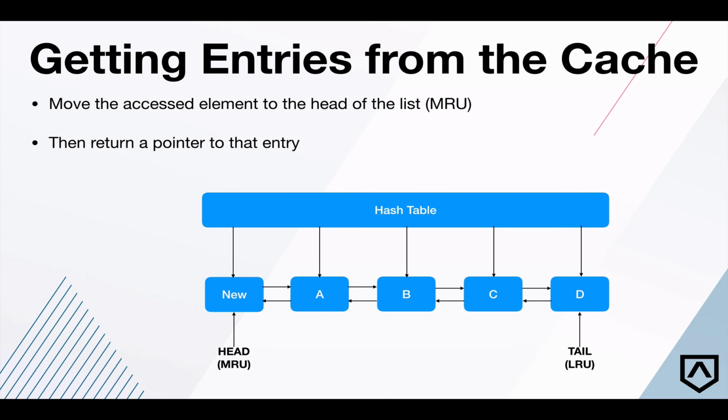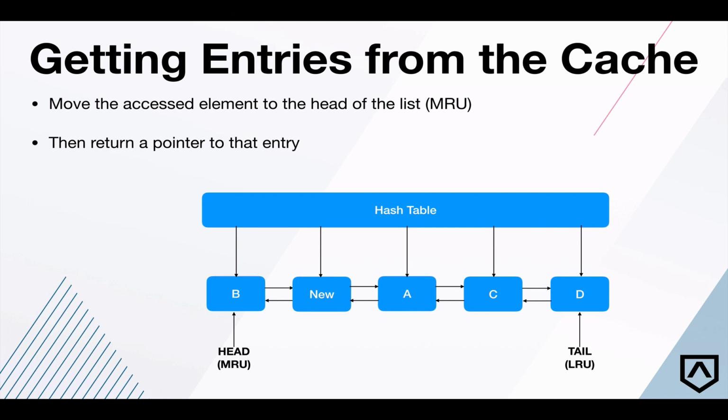They have a look in the hash table. Yeah, it is. The hash table hashes to that pointer to B. And so we've got it. That's great. Getting the entry counts as using the entry. So we want to mark item B as most recently used. And in order to do that, we have to move item B to the head of the list. And now item B is the most recently used. Item new used to be the most recently used, but now item B, since we just got it from the cache, is now the most recently used. Item D, still way down there at the end, has not been used.